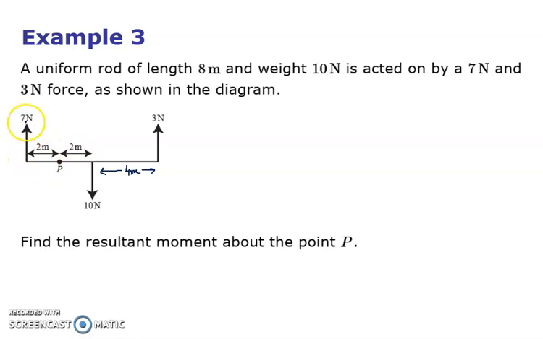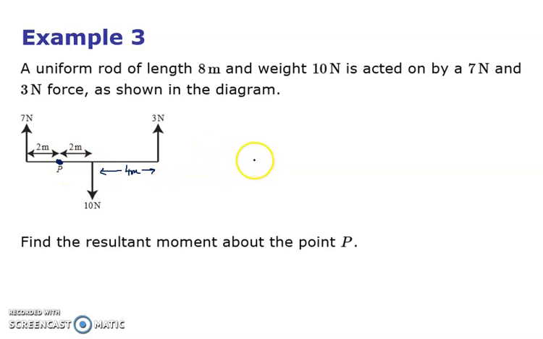And at this end, we've got a 7 newton force pulling upwards, and then at this end we've got a 3 newton force pulling upwards. Find the resultant moment about P. Now this is the crux of it. These are the kind of questions you get mainly in exam questions that you then have to solve.